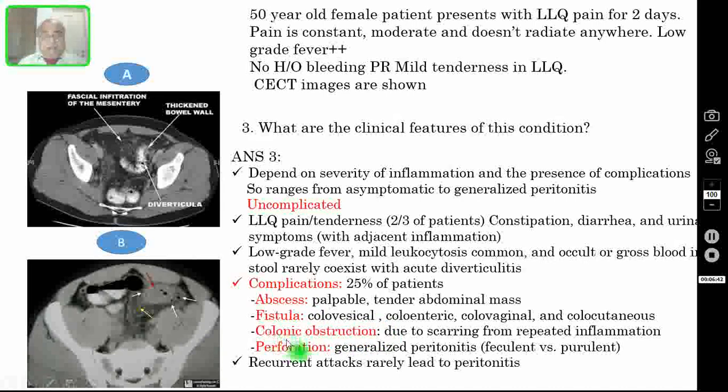Or the patient may also go for colonic obstruction due to scarring from repeated inflammation of this part of the large bowel. Or they may go for perforation, generalized peritonitis. Maybe this may be a feculent peritonitis, or it is just a purulent peritonitis. Recurrent attacks rarely lead to peritonitis. Unless it is a perforation, it won't go for peritonitis.